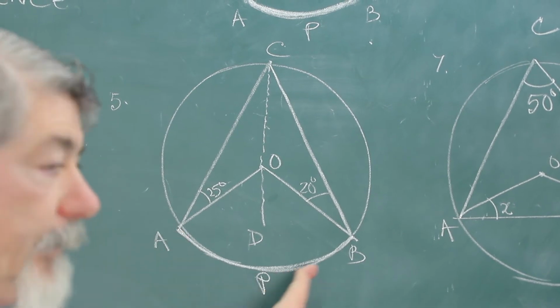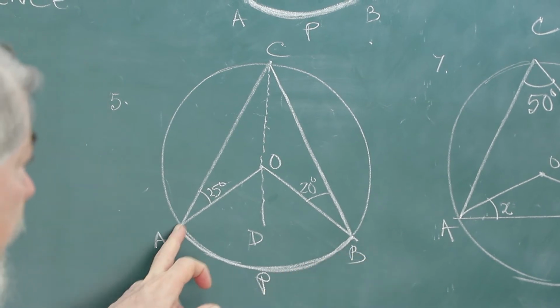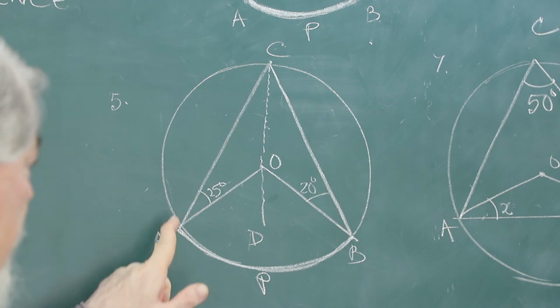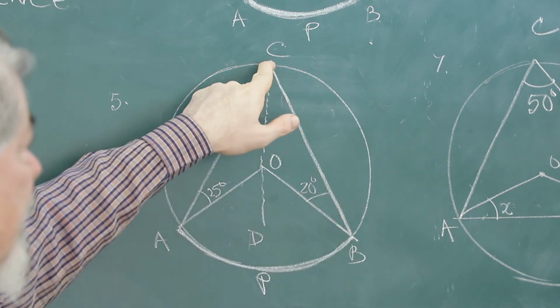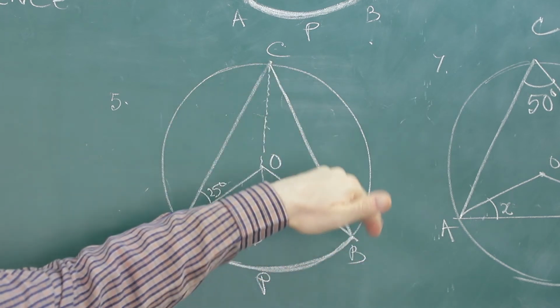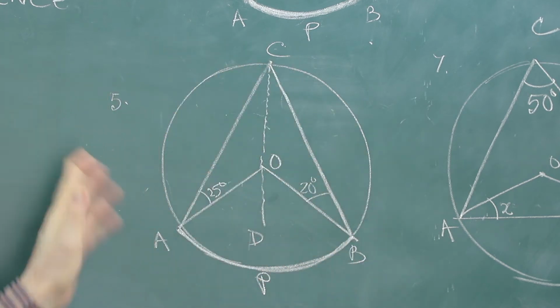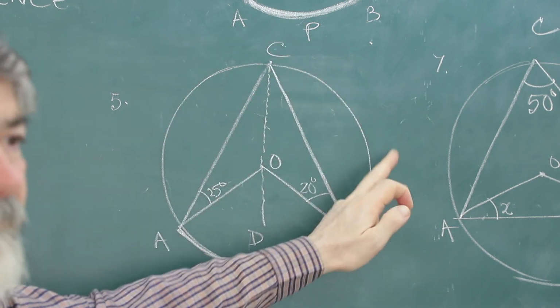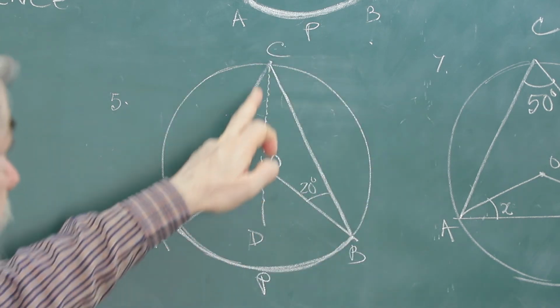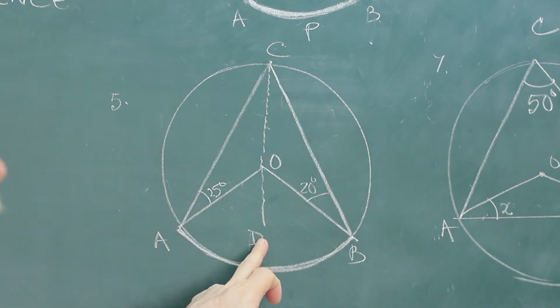The arc APB is making an angle AOB at the center. A is joined to C and B is joined to C. C is any point on the remaining part of the circumference. So APB is the minor arc, ACB is the major arc. He has joined C to O and extended it to D.